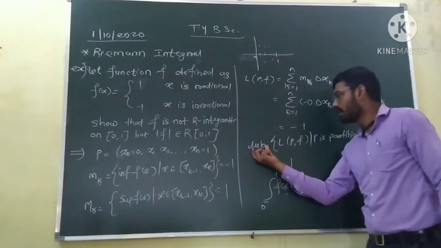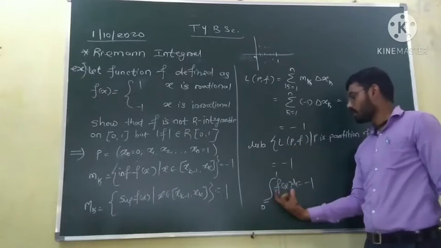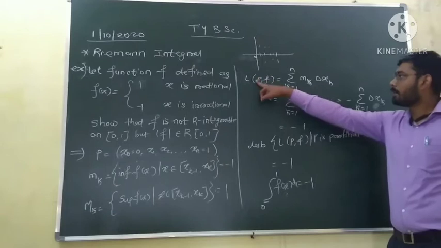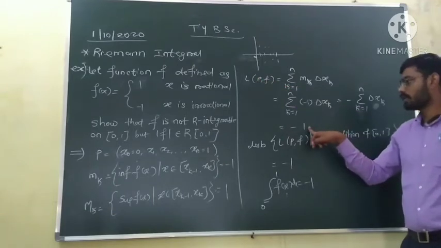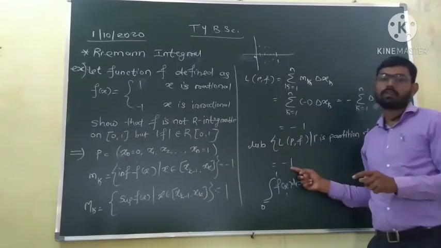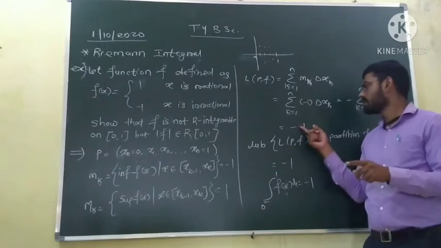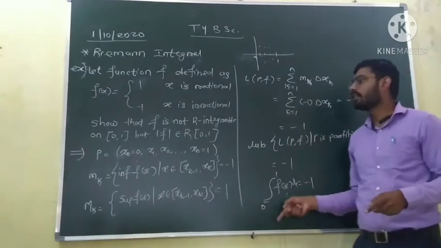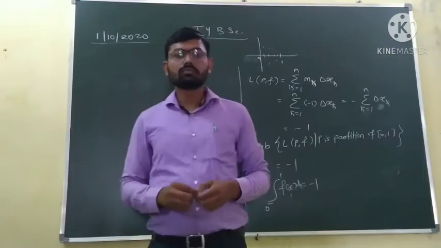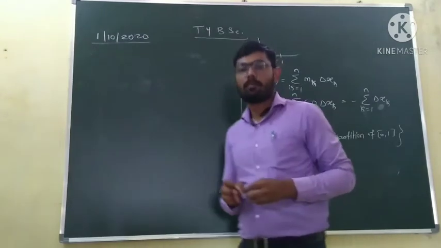And the LUB of lower sums, that's what the lower integral is. So the lower integral must be equal to minus 1. See, take any partition, we are getting lower sum as minus 1. So the LUB of the set of all lower sums must be minus 1, because the set of all lower sums contains only a fixed value, which is minus 1. Now we will calculate the upper sum and upper integral.